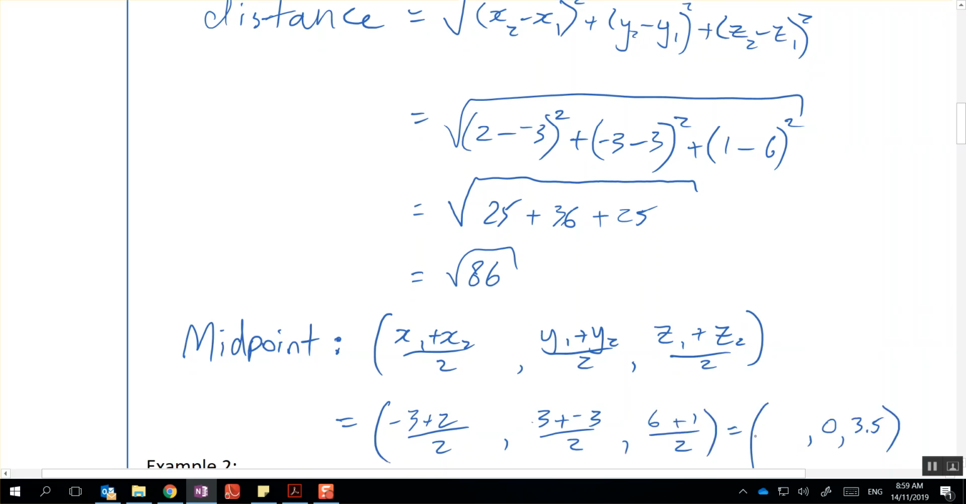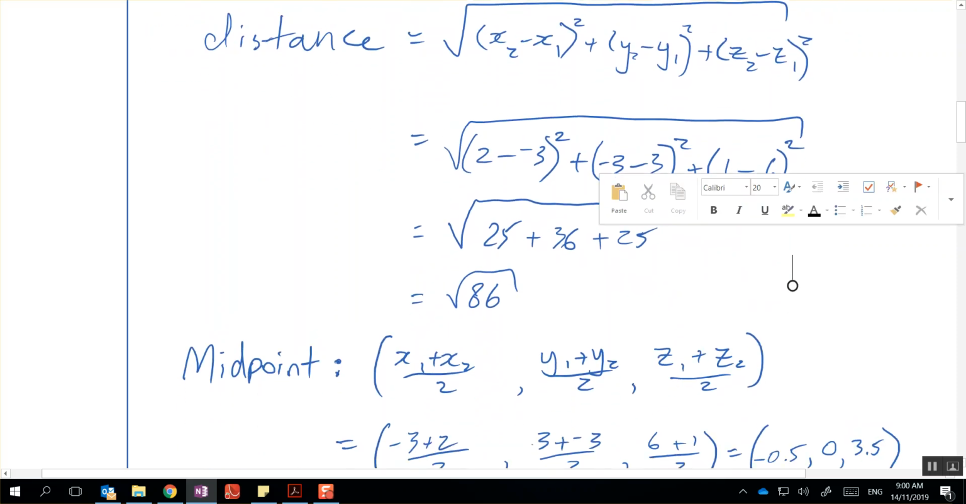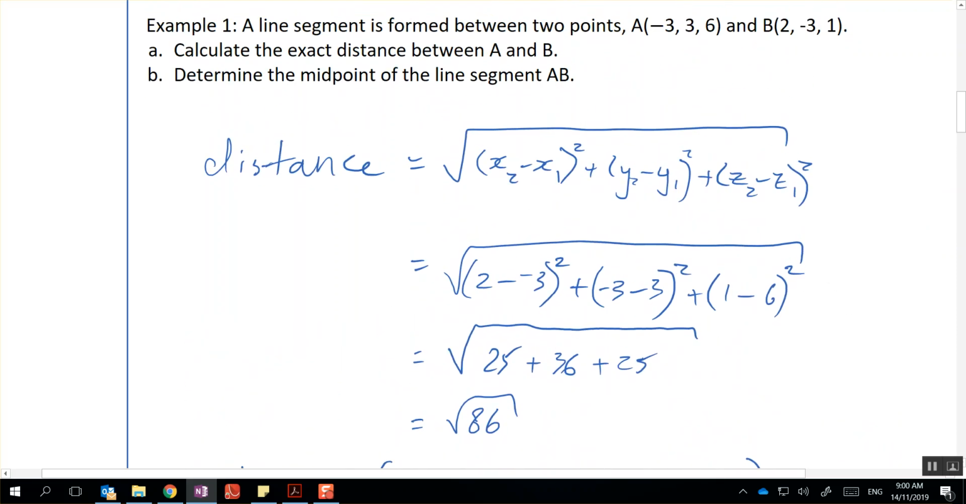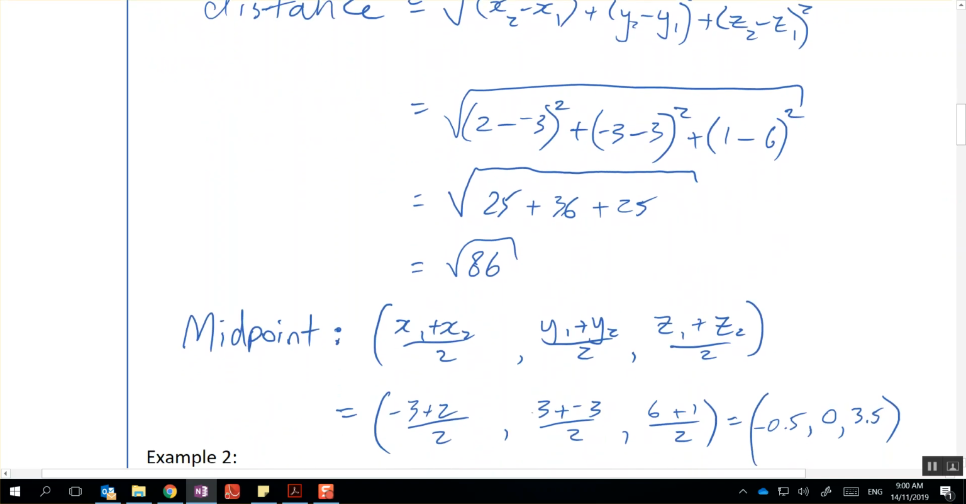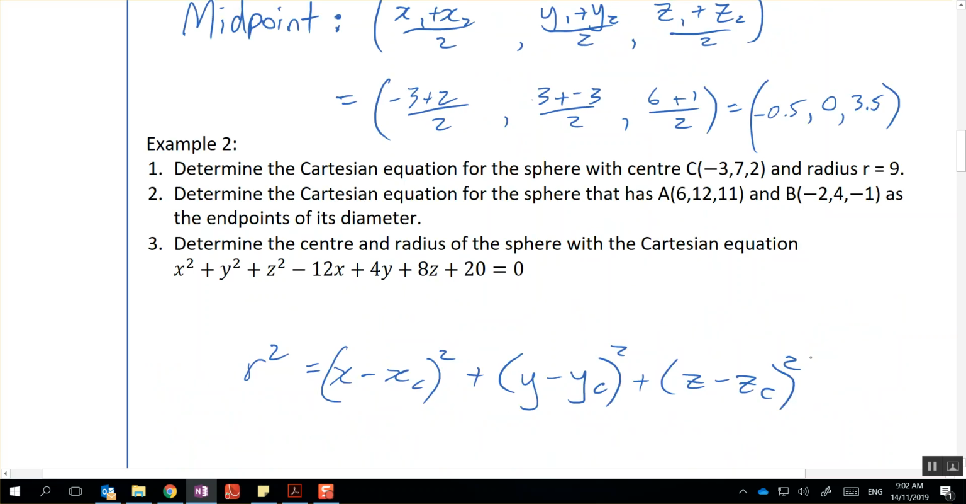And then the last one, wasn't it -6? Or is that one out? 6 and 1 added together is 7, divided by 2 is 3.5. You happy with that? Now that you understand that, let's get into the real stuff. Alright, so we're getting now into the juicy maths.